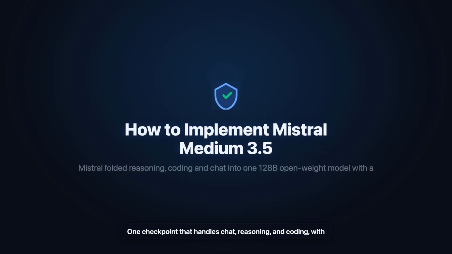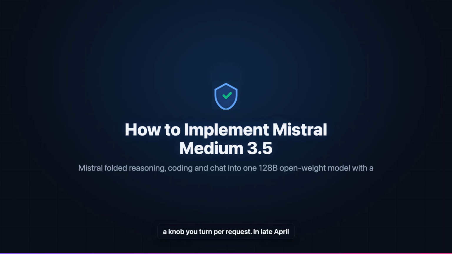One checkpoint that handles chat, reasoning, and coding with a knob you turn per request. In late April 2026, Mistral shipped Medium 3.5, a dense 128B open-weight model under a modified MIT license, on Hugging Face and Alima. It folds in the old Devstral 2 and Magistral, carries a 256K context window, and scores 77.6% on SWE Bench Verified. In the next few minutes we will walk through what it is, how reasoning_effort works, and how to actually run it.